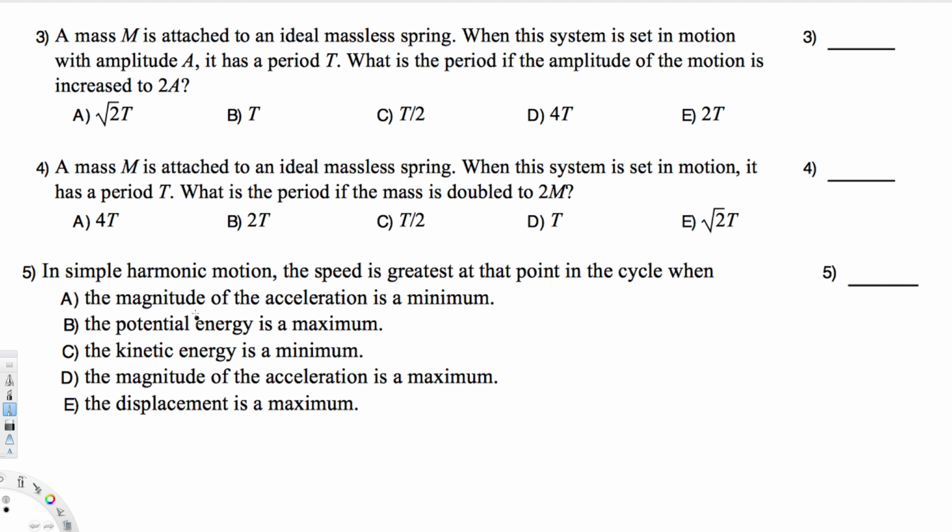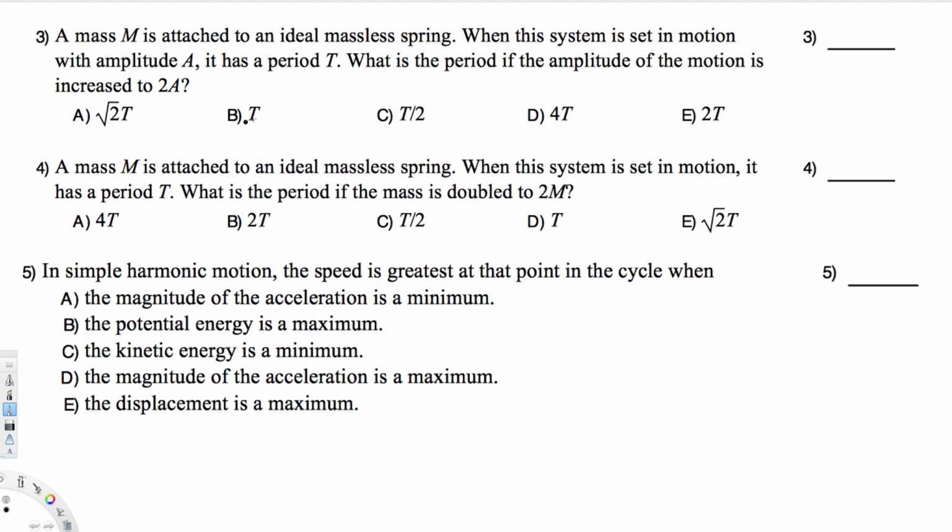Let's do this problem right here. The first question is asking: a mass m is attached to an ideal massless spring. When this system is set in motion with amplitude a, it has period t. What is the period if the amplitude of the motion is increased to 2a? Now let's see how you can figure it out.